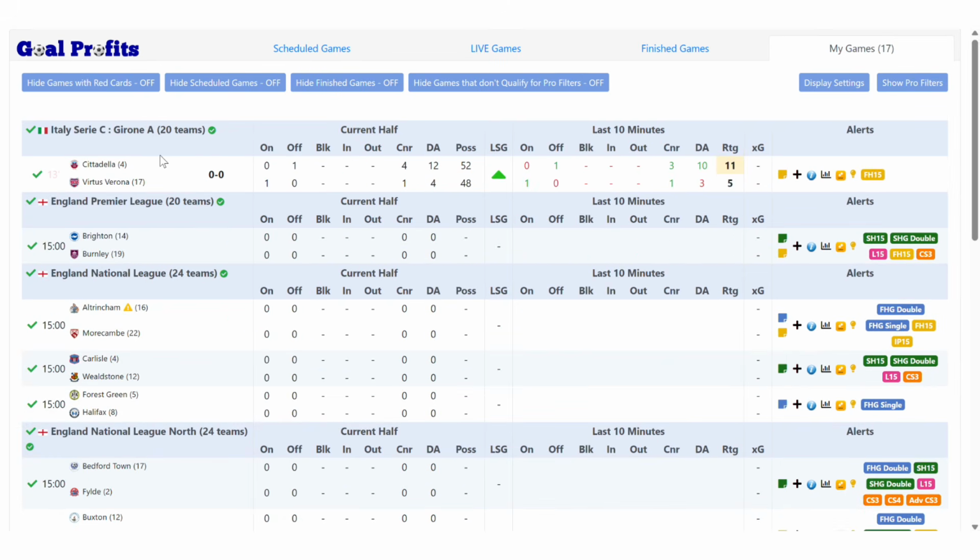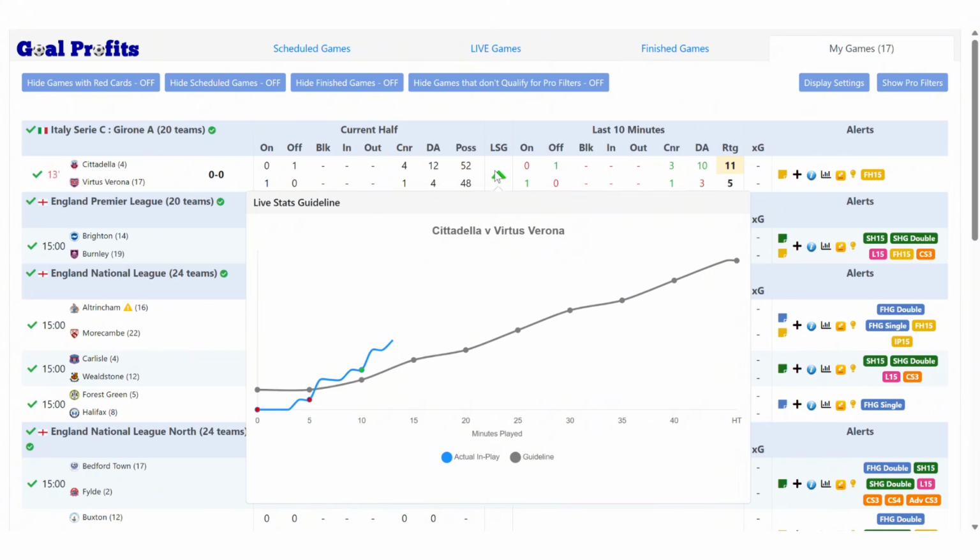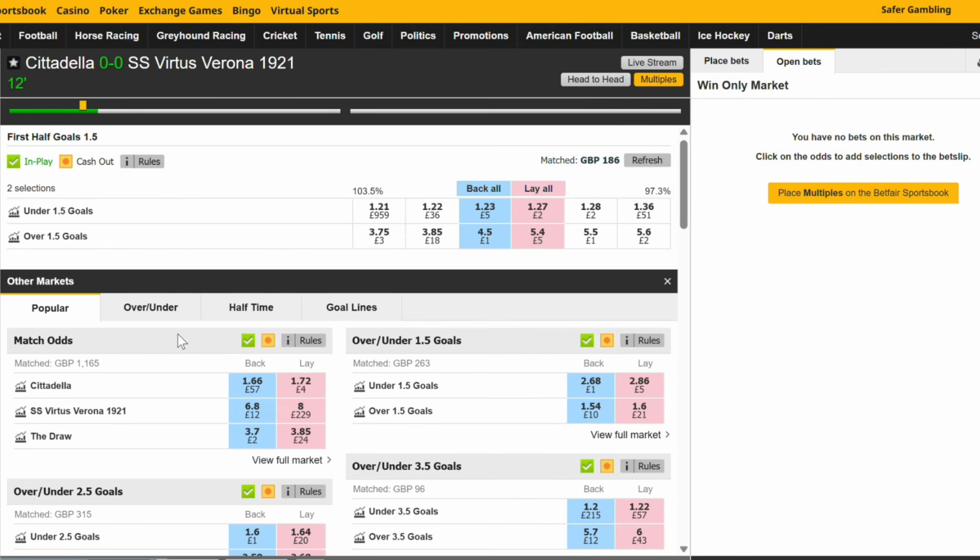This game is the last of the early kick-offs, and it qualifies for the FH15 strategy. The in-play stats are looking okay, although there are more corners than shots. I'll take a look at Betfair. The market is a bit gappy, but with my small stakes it should be okay. If you're using larger stakes, I'd recommend using the filters to remove lower leagues when you're putting your shortlist together.